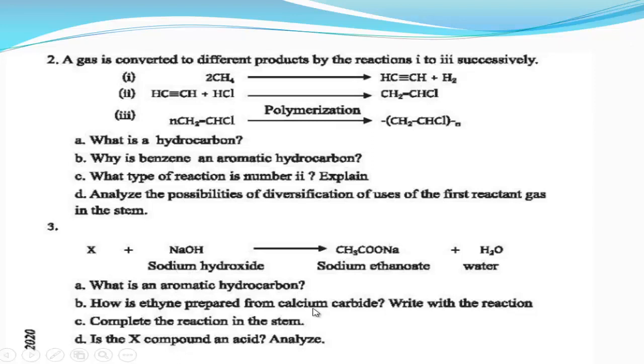What is an aromatic hydrocarbon? You know. How is ethyne prepared from calcium carbide? Also this is described in your book. Calcium carbide, when it reacts with water, produces ethyne and calcium hydroxide.